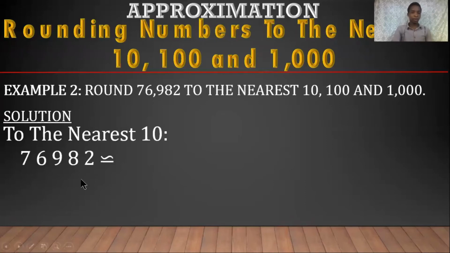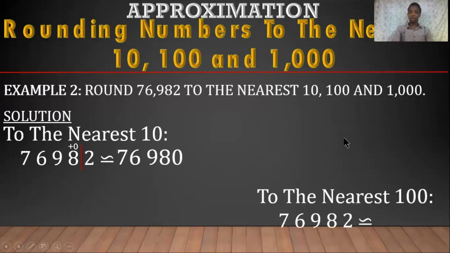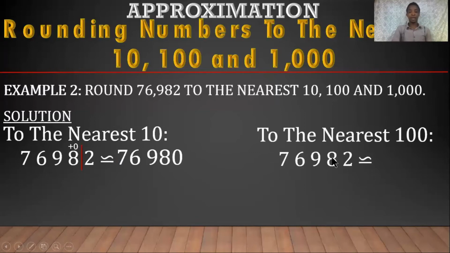Again, my place value: 2 is my unit, 8 is my 10. So my line will come after it. Then I check the number after the line. In this case, I'll be rounding down because it's not up to 5. So I'll add 0 to my 8, that's plus 0. My answer will then be 7, 6, 9, 8 plus 0 remains 8. The number after the line changes to 0. So that will be 76,980.